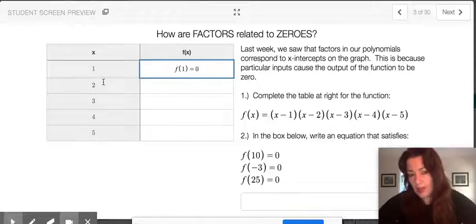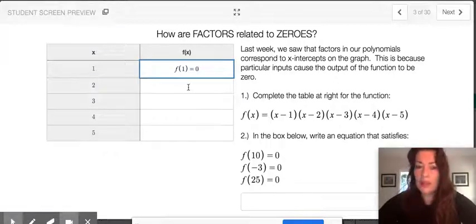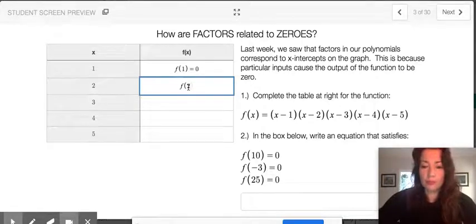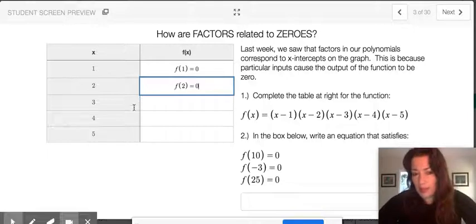And then the second row says what happens when x is 2. Well, if I plug in 2 into the first one, 2 minus 1 is 1. But then once I get to the second factor, 2 minus 2 is 0. And once I have a 0 in one of the factors, we know that 0 times any number is 0. So that means that f of 2 is equal to 0 as well. And can you see the pattern?